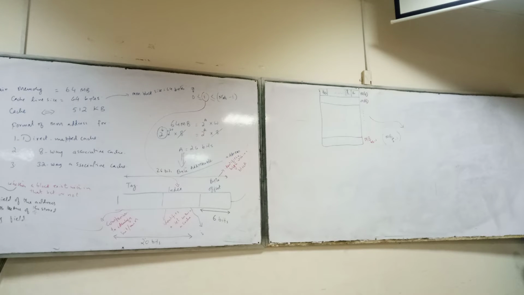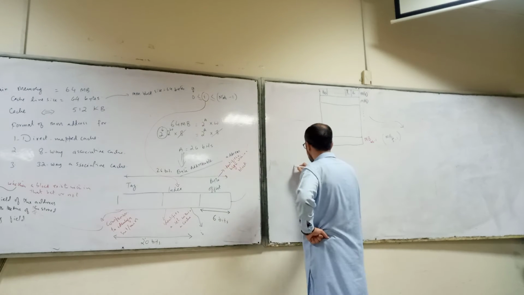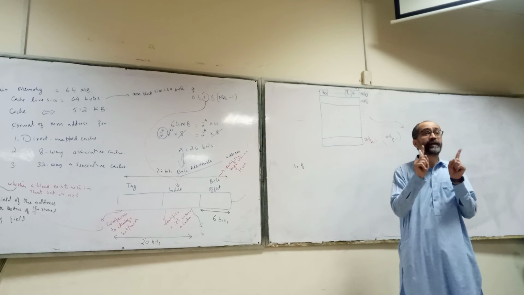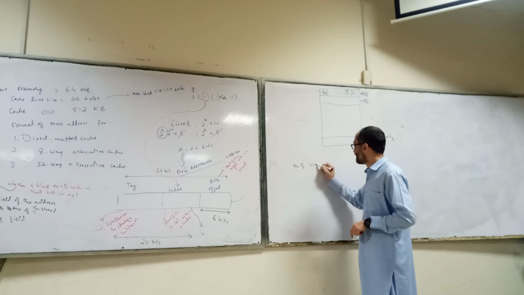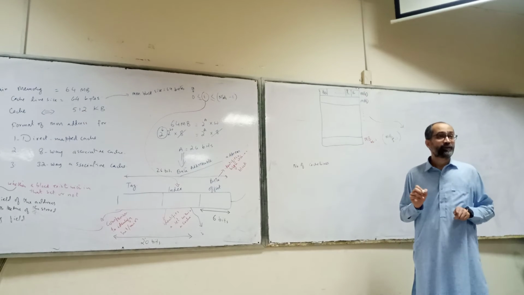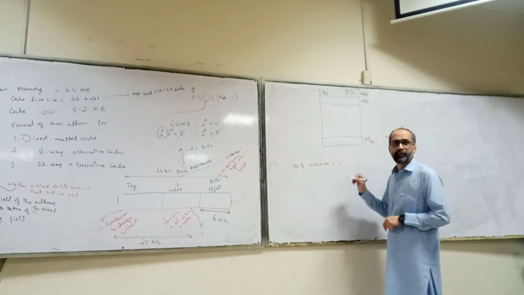Now there is a simple formula. How many sets? Okay. Now we need to identify the number of cache lines. Let us denote it by parameter L.